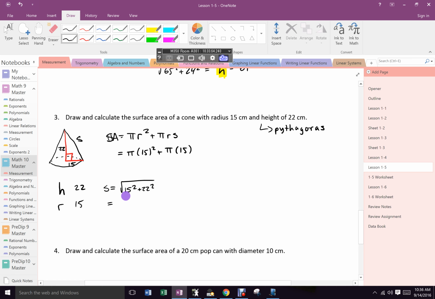Who has an answer for me? You can round it off to the nearest whole number. 27 is cool. Everybody good? I'll get that in a moment. Now you have a slant. Where does it go in your formula?